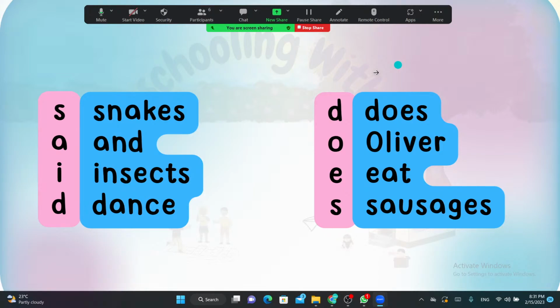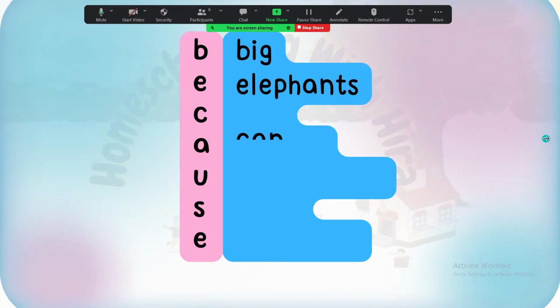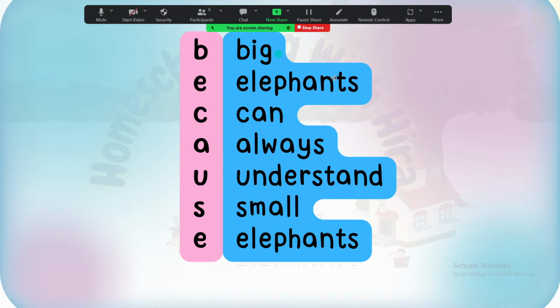For does: Oliver eat sausages? D-O-E-S. It's a good idea to have the D-O-E-S, does, in the first letters. This is a mnemonic for does. You can also make a mnemonic for because. Again, it is used by many teachers. Big elephants can always understand small elephants.